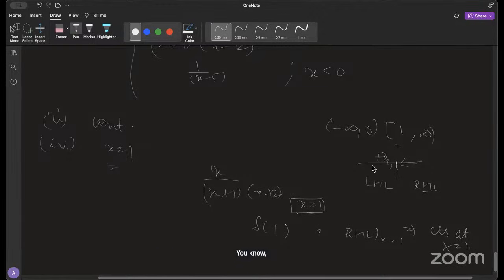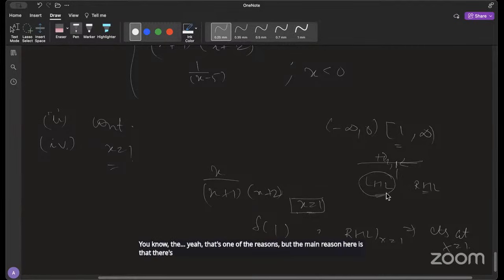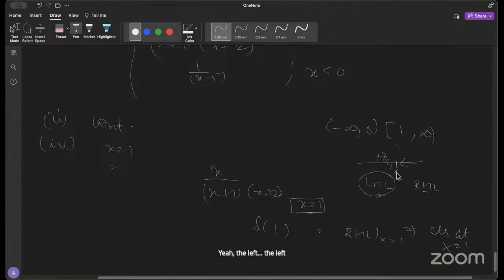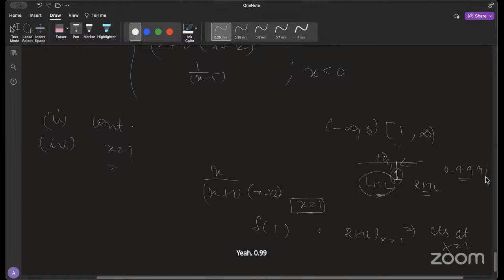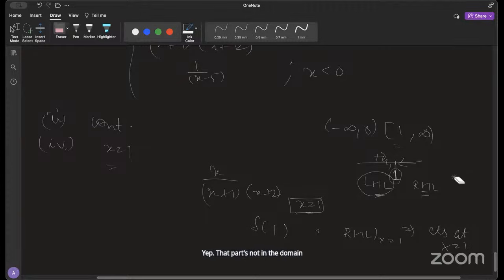But the main reason here is that there's no left hand limit to be found at 1. It's not in the domain. The left hand side of 1 is not in the domain. That's why there is no concept of left hand limit at 1. So you don't have to find it. You just find the right hand limit. Numbers like 0.999 are not in the domain. That part's not in the domain. That's why you can't find the left hand limit.